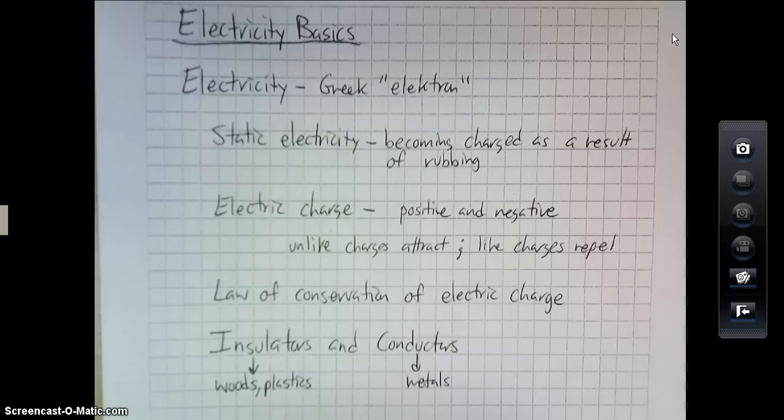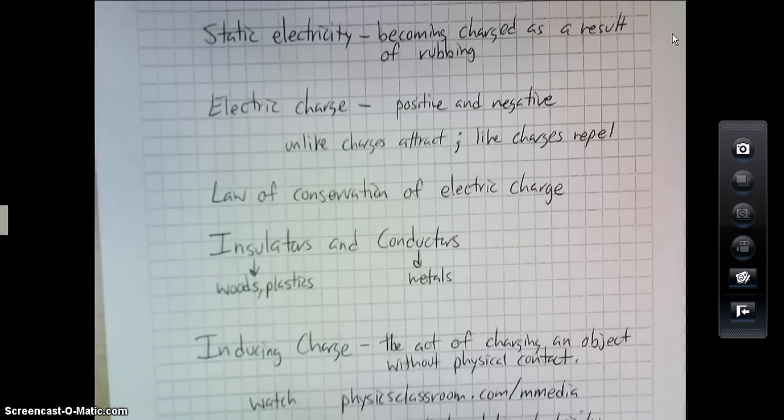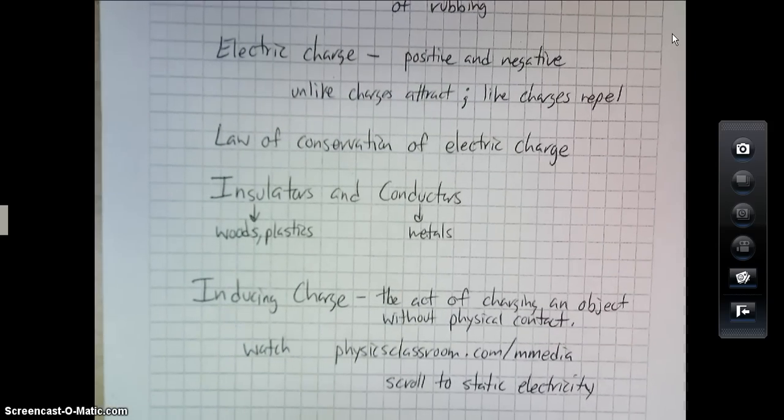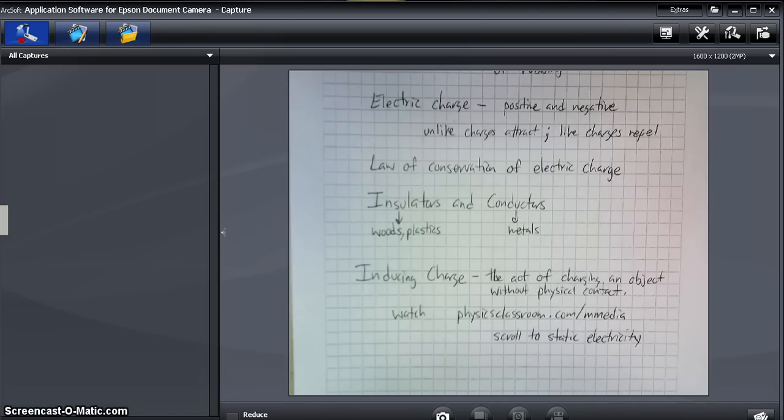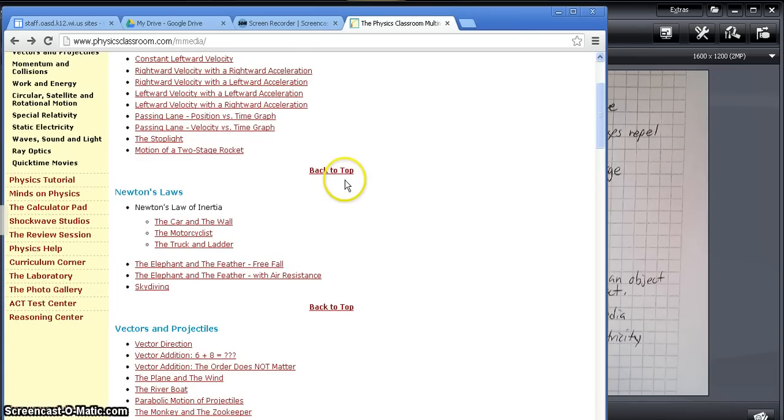I also wanted to talk about inducing a charge, because it's kind of fun to do. Inducing a charge is the act of charging an object without actual physical contact. Now, I've put a website on here. I'll post it on my website when I'm done here. At physicsclassroom.com, under the multimedia section, there's a whole portion on static electricity. And I wanted to show you just real quick what that looks like.